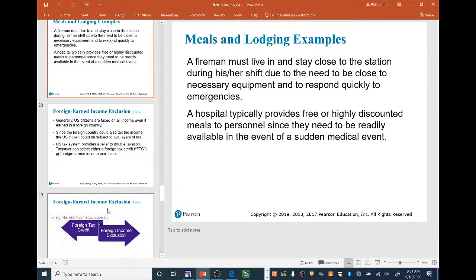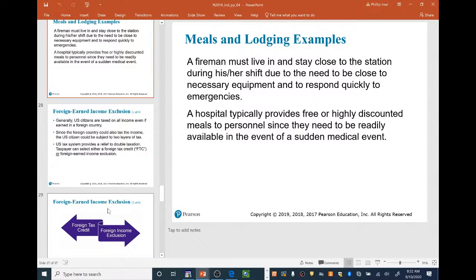So let's look at some more examples with the meals and lodging. A fireman must live in and stay close to the station during his or her shift due to the need to be close to necessary equipment and to respond quickly to emergencies. A hospital typically provides free or highly discounted meals to personnel since they need to be readily available in the event of a sudden medical event.